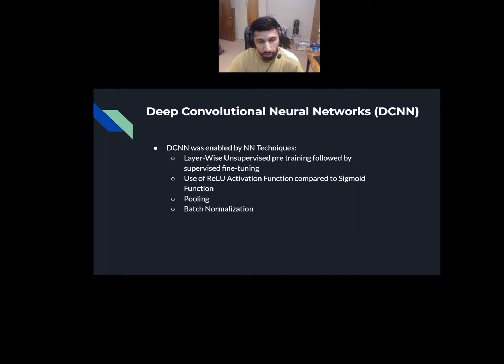DCNN was enabled by some neural network techniques, which the author has indicated. Some of the techniques were layer-wise unsupervised pre-training followed by supervised fine-tuning, the use of the ReLU activation function compared to the normal sigmoid function, pooling of the nodes, and batch normalization. All of these techniques allowed for the DCNN to come about.